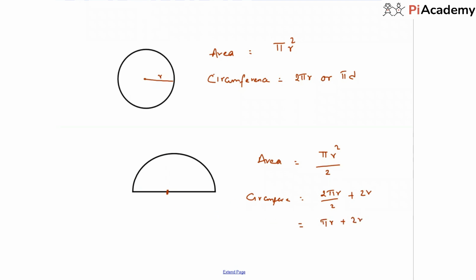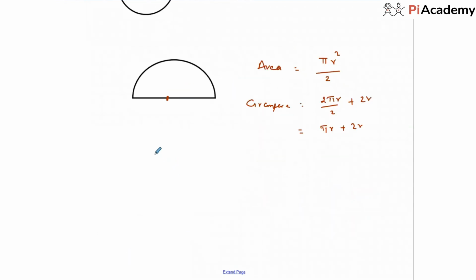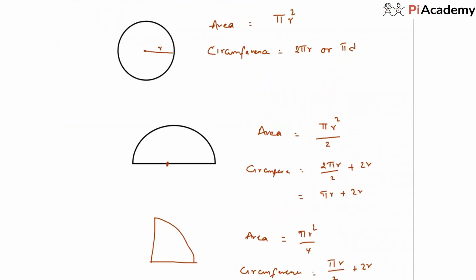That's the circumference. And if it is a quarter circle, let me write that. I'm drawing a rough diagram. If it's a quarter circle, the area is pi r square over 4, and the circumference is 2 pi r by 2 plus 2r. Makes sense? Just go through this once. Just give me a moment.